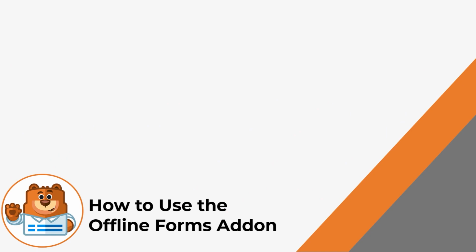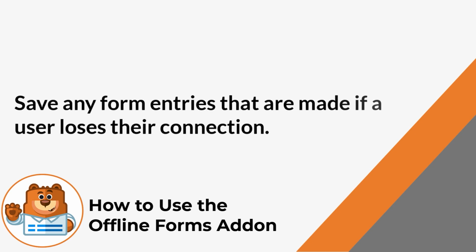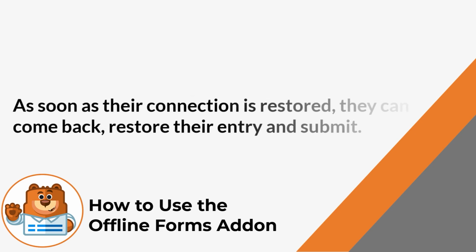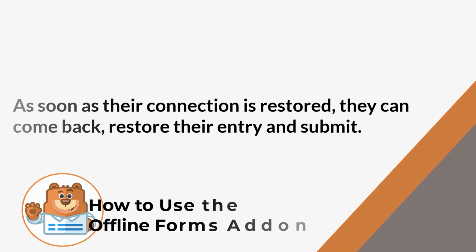In this quick video, we're going to learn all about how to use the Offline Forms add-on by WPForms. The Offline Forms add-on will save any form entries that are made if a user suddenly loses their internet connection while they're filling it out. As soon as their connection is restored, they can come back to the form page, restore their entry, and continue right where they left off and submit the form. With that said, let's jump right in.